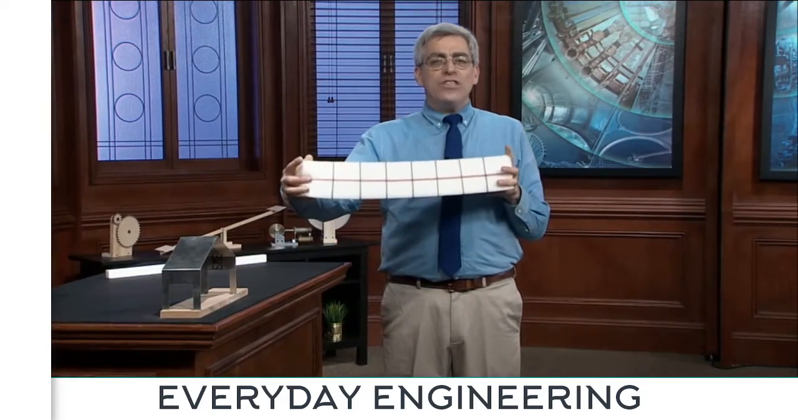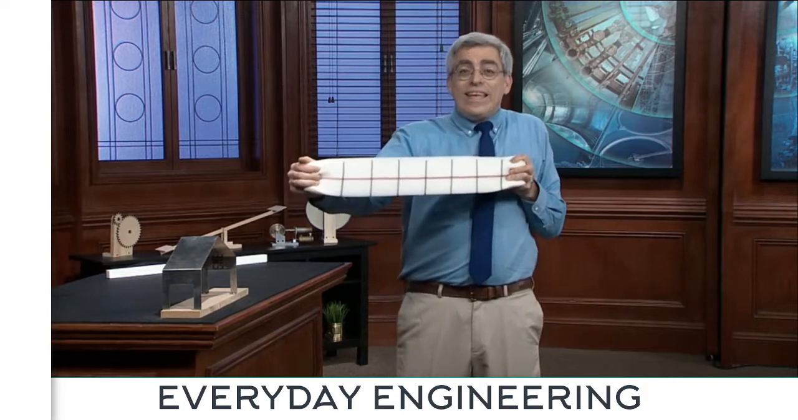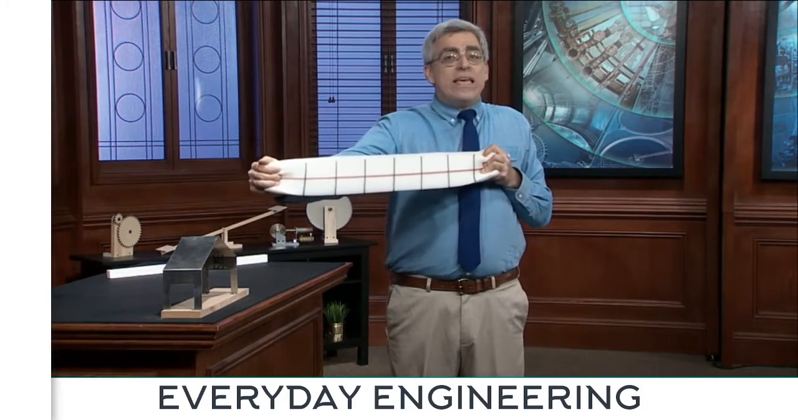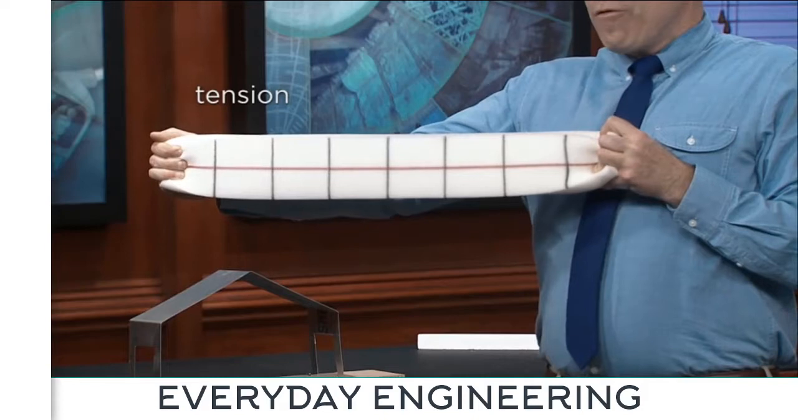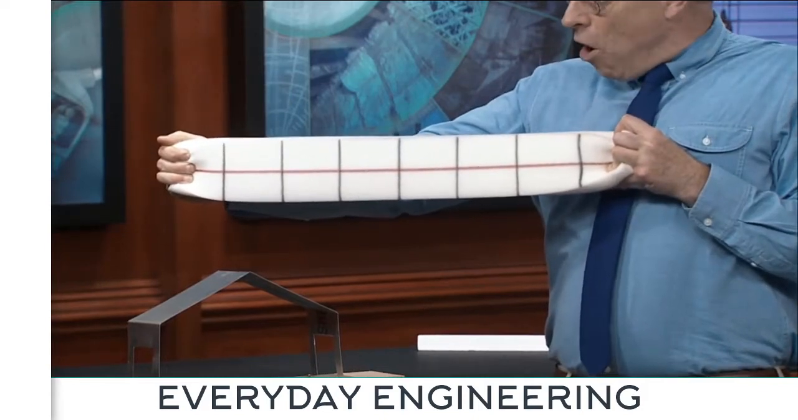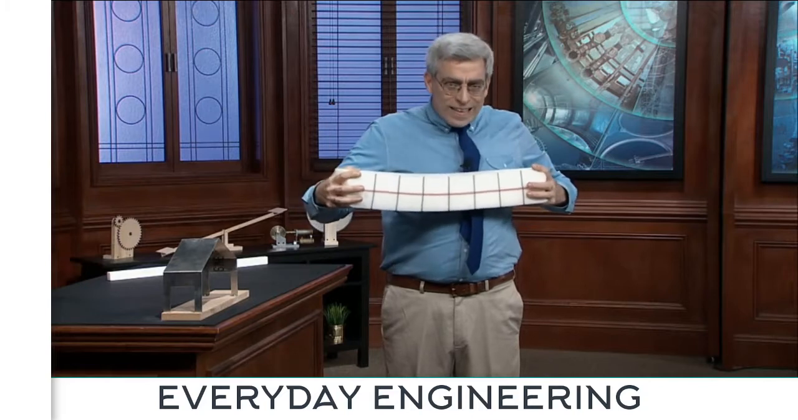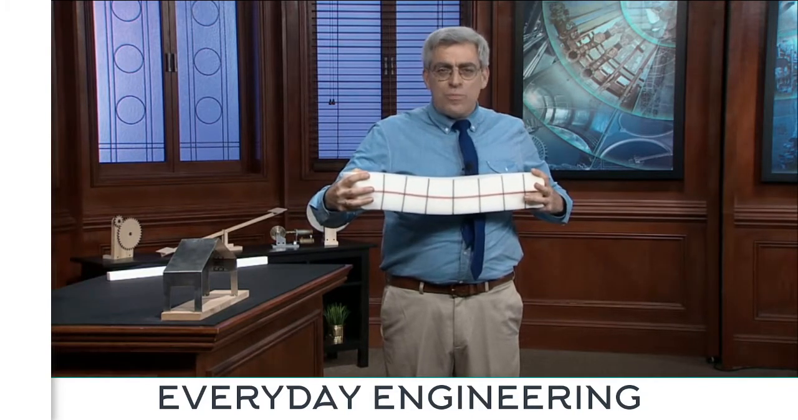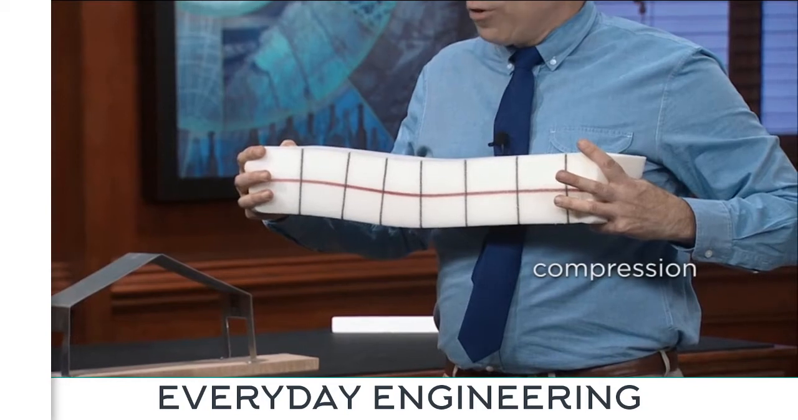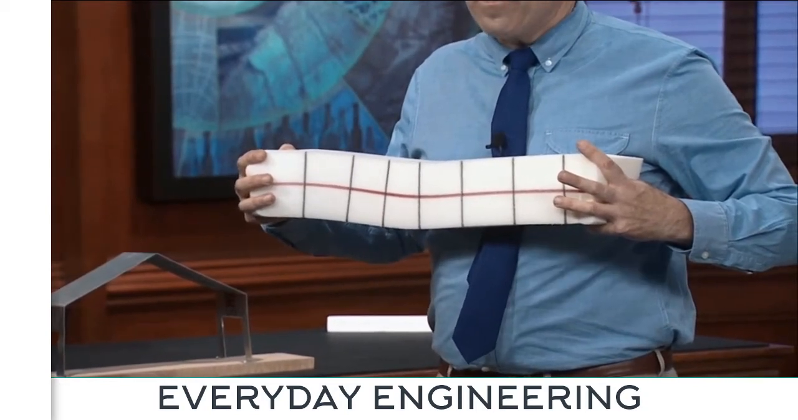First, if the element is stretched, like this, it elongates and is said to be in tension. Note that the vertical black lines are getting farther apart as I pull on it. If the element is squashed, like this, it shortens and is said to be in compression. Now note that the black lines are getting closer together.